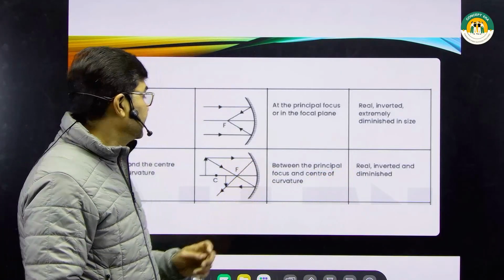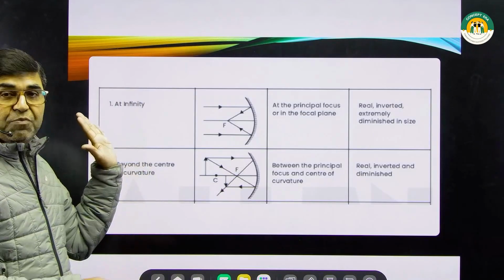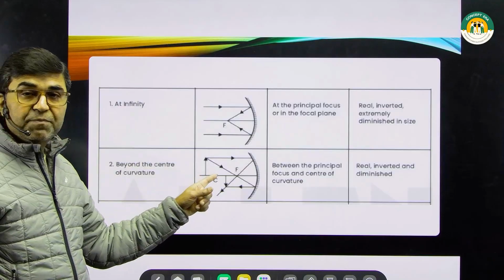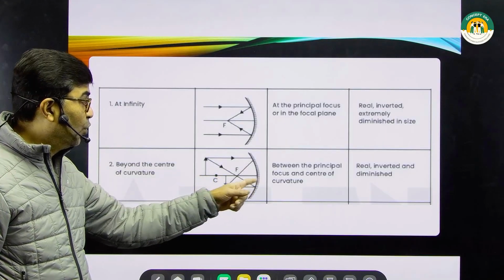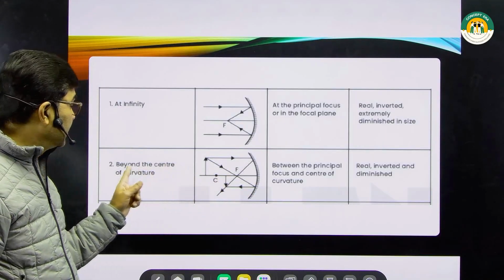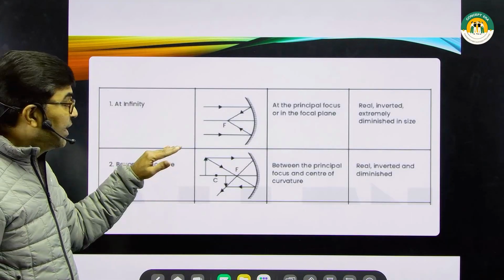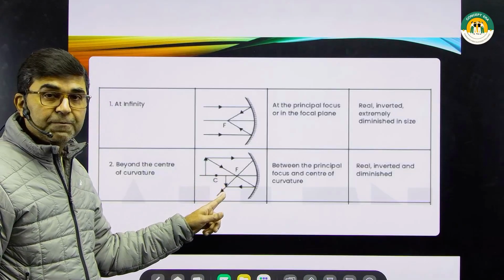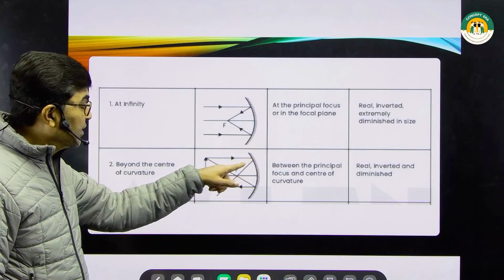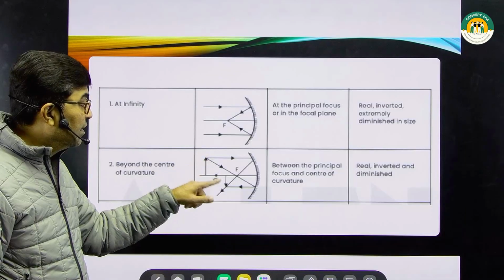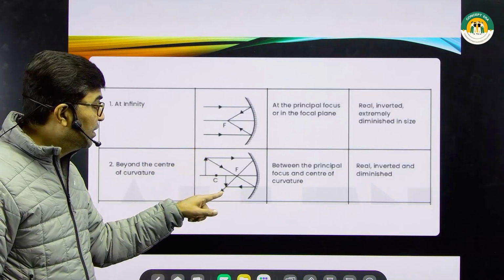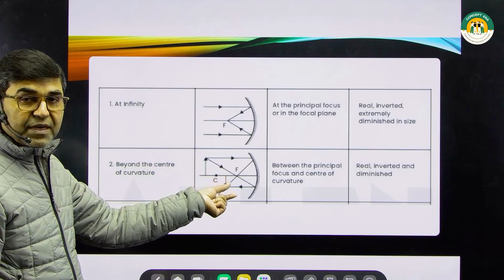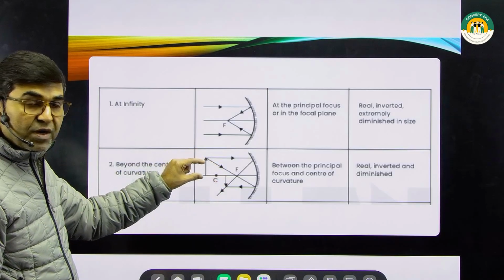Now second case, when the object moves slightly closer to the mirror, that is, the object is now placed at a distance which is more than the radius of curvature. That is, the object is beyond the center of curvature. Then the image formed will be between the focus and the center of curvature. Again, the reflected rays are actually meeting, so the image will be real, inverted, and as we see, diminished. That is, the image is slightly smaller than the object.